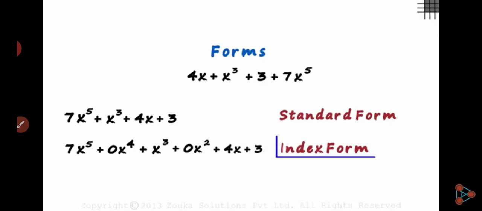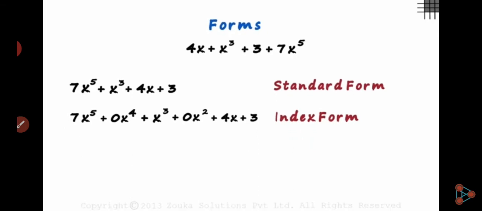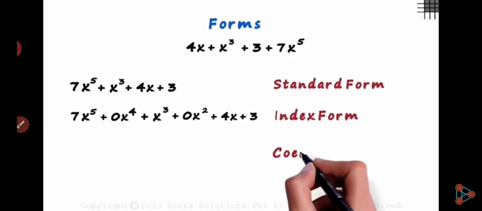Remember 3, this is called index form. Because 3 is lonely, you have to write x to the power 5, 4, 3, 2, 1 and this is x to the power 0. Understand? x to the power 0 means 1. This is your index form of the polynomial.